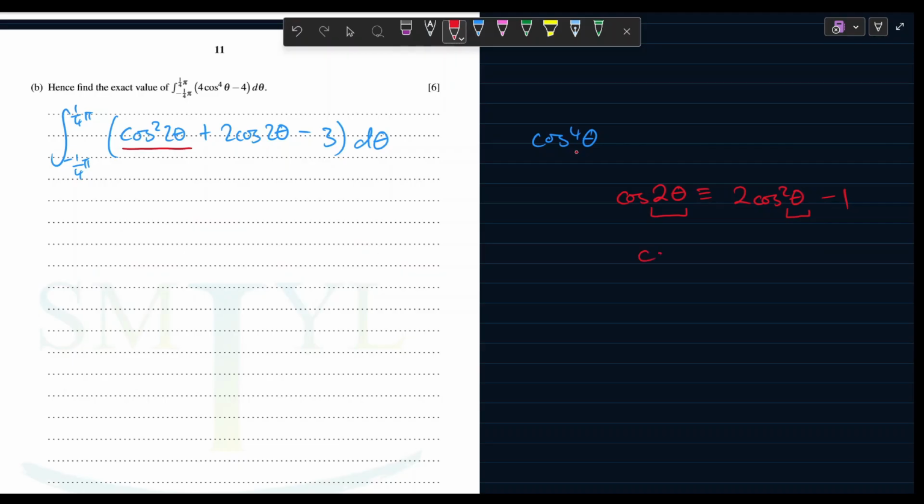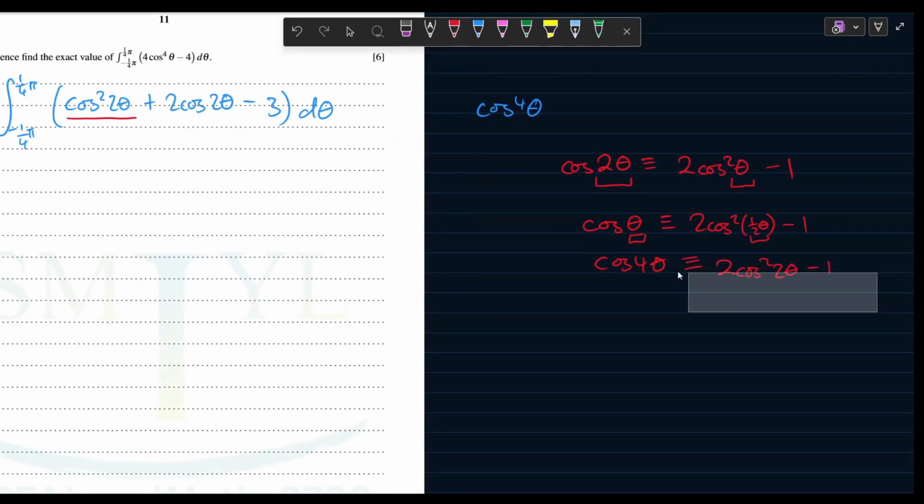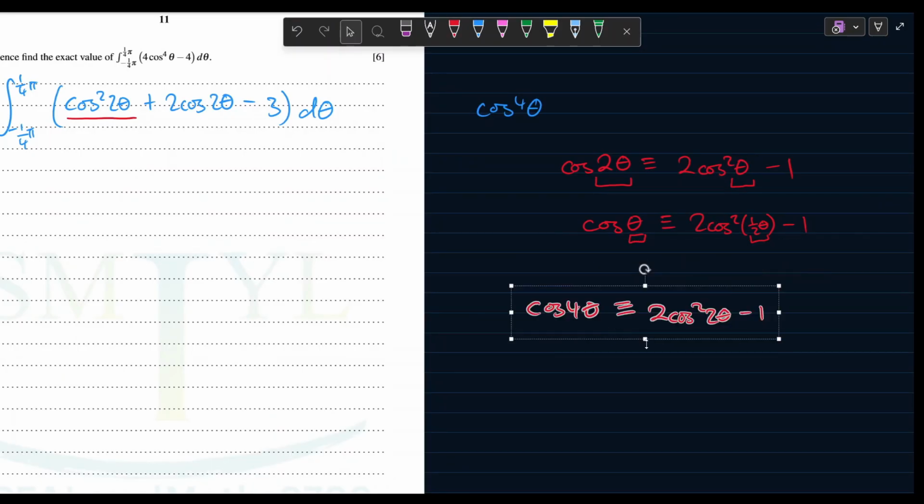So for example, I could say cos theta must be identical to 2 cos squared of half theta minus 1, because the angle on the left is still double the angle on the right, because half theta times 2 is just theta. Okay, so we could even go on to say, for example, cos 4 theta is identical to 2 cos squared 2 theta minus 1, because 2 theta multiplied by 2 is 4 theta. And turns out that this identity that I've just written here is what we need to be able to rewrite our cos squared 2 theta.